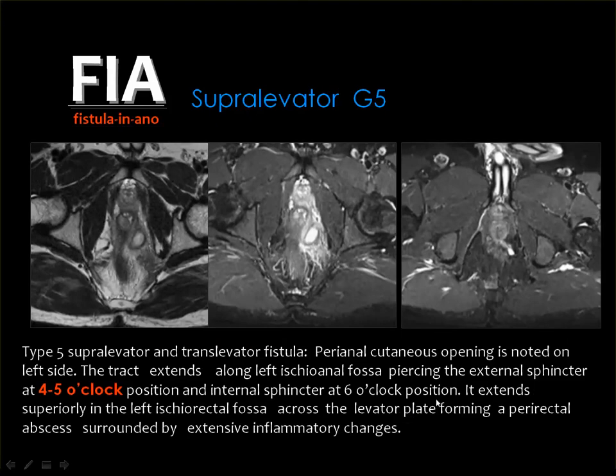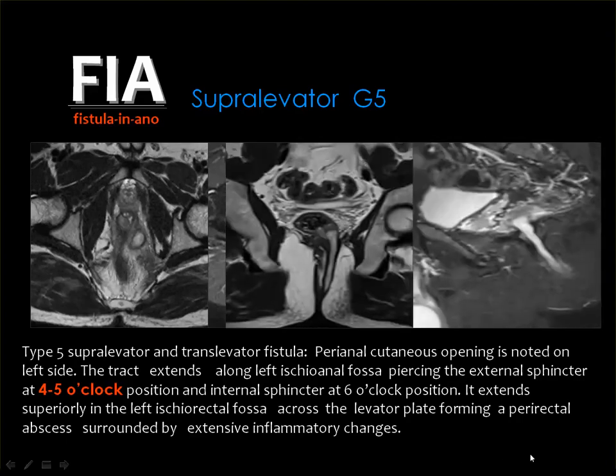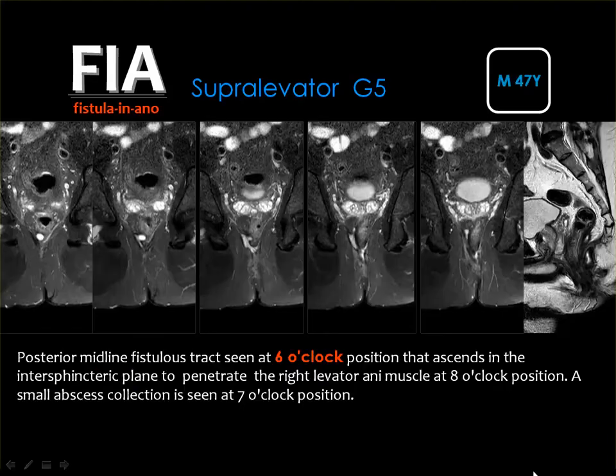Then here you got a fistulous opening almost at 4 or 5 o'clock, and this fistula has crossed the internal and external sphincter, resulting in a collection in the left ischioanal fossa surrounded by extensive inflammatory reaction. And here you see the fistula tract along its whole course, and you can measure the length of the fistula tract in the coronal images or even sometimes in the sagittal images.